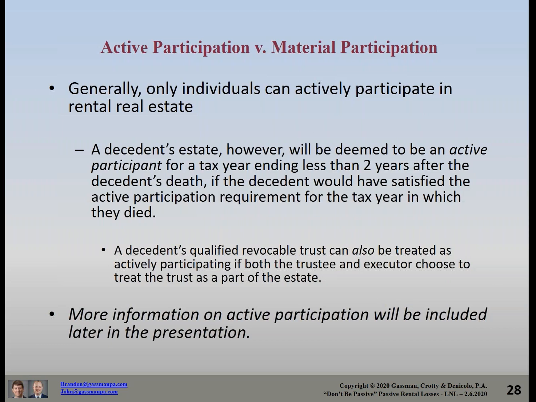So for the revocable trust, does the trust have to be treated as part of the estate using the 645 election, or can it just qualify on its own, regardless of whether it's treated as part of the estate? It has to be treated as part of the estate, so you have to make the 645 election because this exception only applies to the estate.